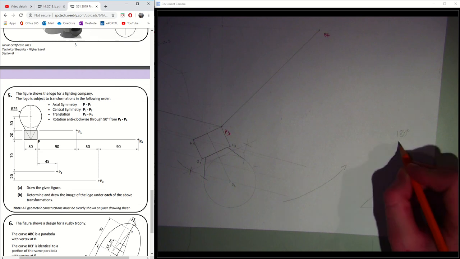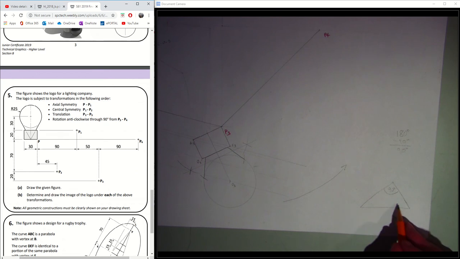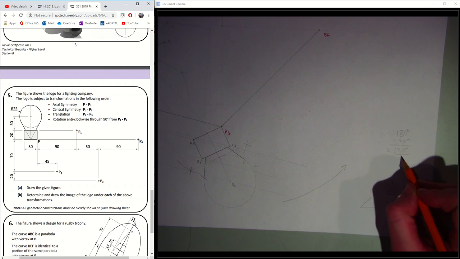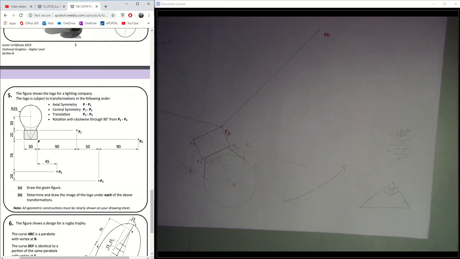I know this is 90, so 180 minus 90 means we have 90 degrees left over between these two angles. I know it's an isosceles triangle, so these two angles have to be the same. So we're dividing it by 2. That means each of these angles here is going to be 45 degrees. This is my center of rotation.